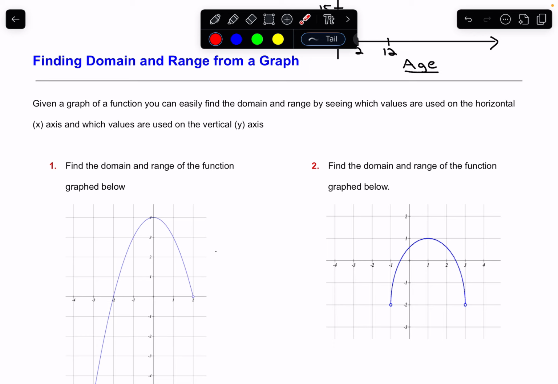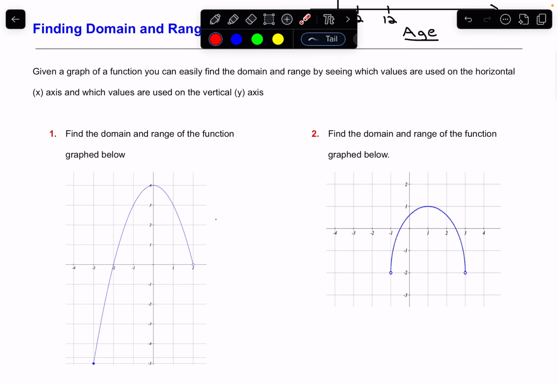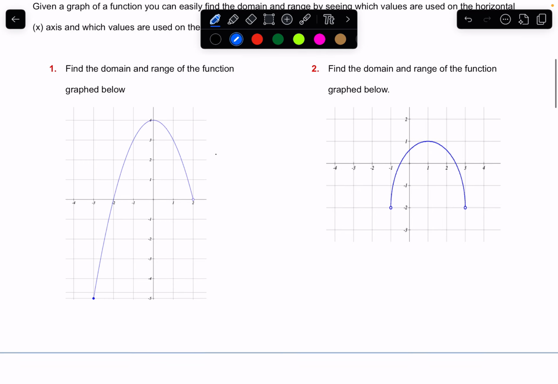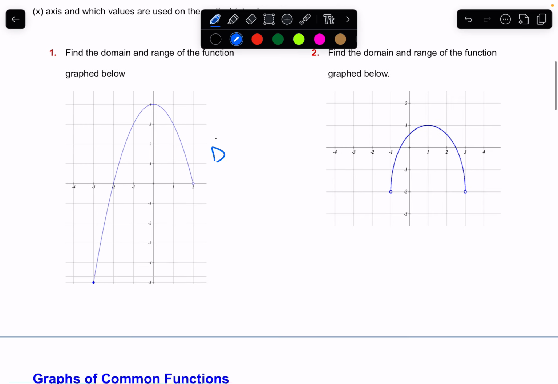It wasn't that challenging, but it's a little tedious to list every single X value and every single Y value. So usually what we do is we list them using an interval that describes which X and Y values we're actually looking at. So for number 1 here, it says find the domain and range of the function graphed below. The same definitions of domain and range are going to be used from what we had before. So we are going to say that big D represents the domain and big R represents the range.